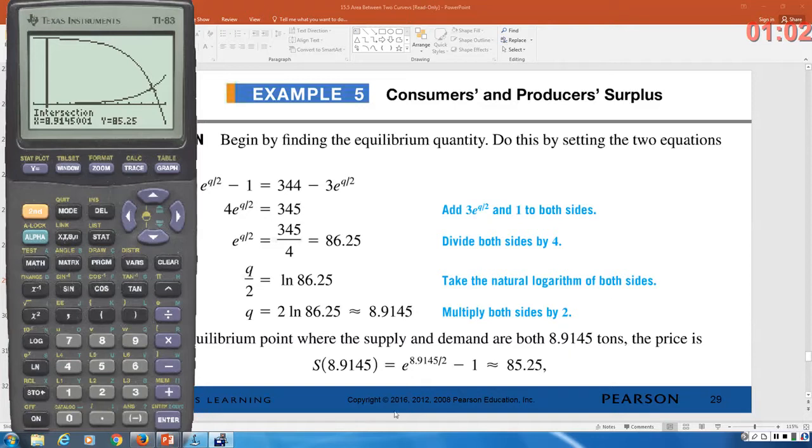So the price is going to be e to the 8.9145 over 2 minus 1, or $85.25. Well, let's see. $85.25. I'm not sure about the units without it in front of me. Since it comes out to be the same value for both, look at the intersection point. Remember that it's where supply is equal to demand. So if you plug that number into either equation, it's going to be the same thing regardless of which equation you use.